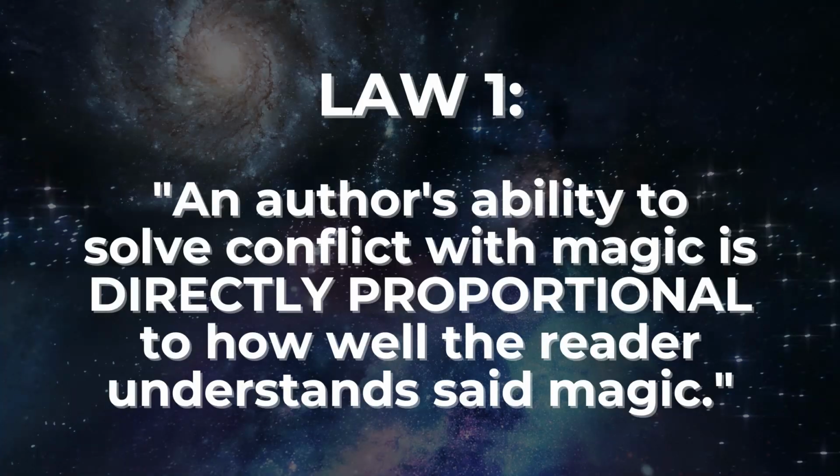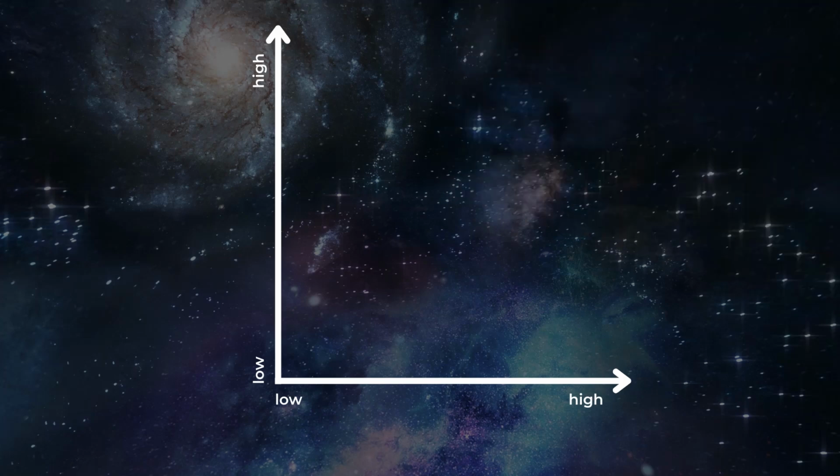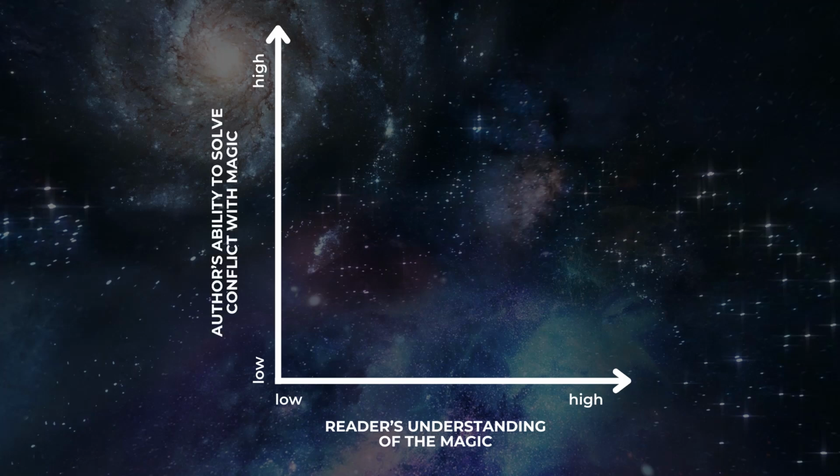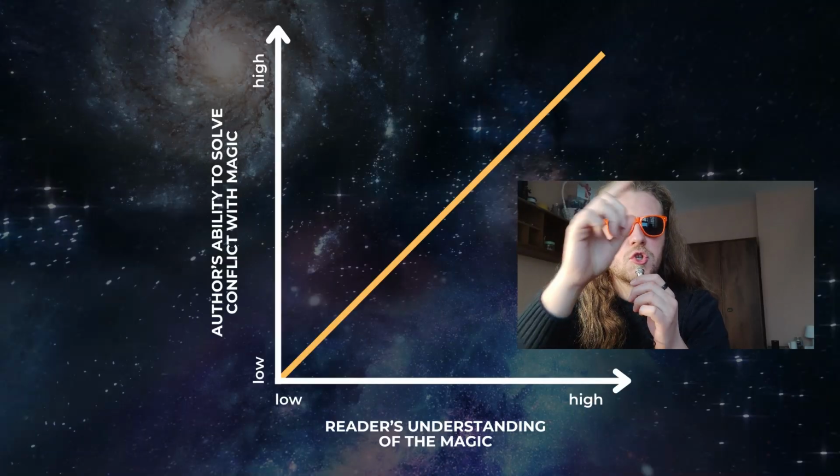Law 1. An author's ability to solve conflict with magic is directly proportional to how well the reader understands said magic. Let's illustrate this using a chart. Man, do I love charts, they're awesome. On one axis, we'll put the reader's understanding of the magic, and on the other, we'll put the author's ability to solve conflicts with the magic. The law says they are directly proportional, so we can visualize that with a line like this. When one grows, so does the other.